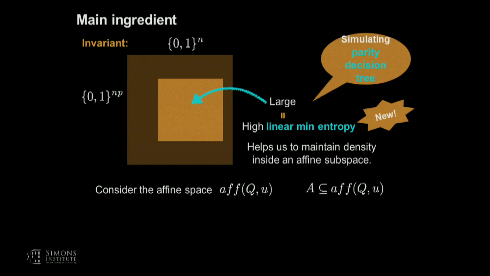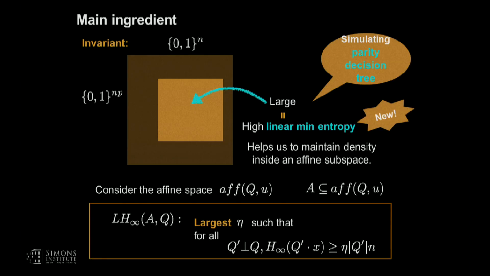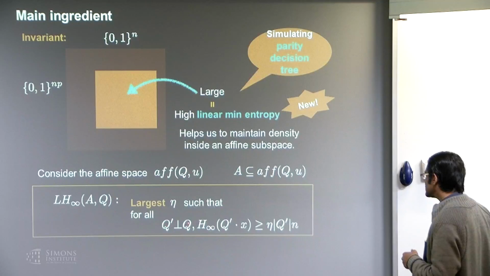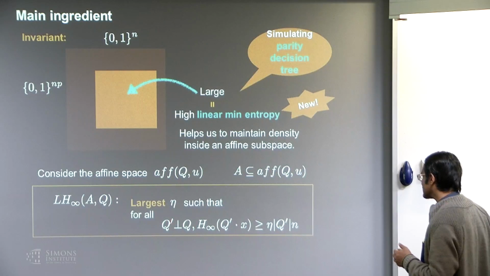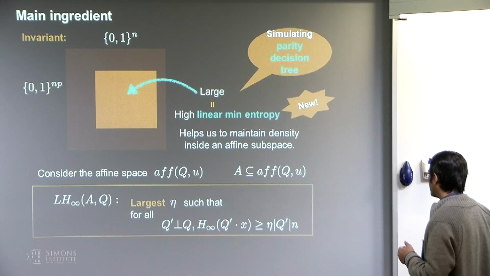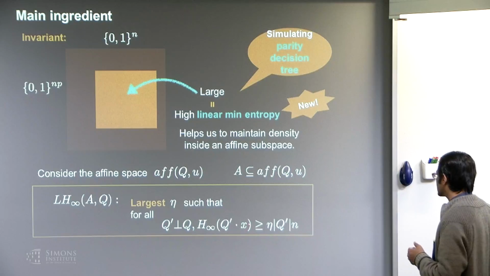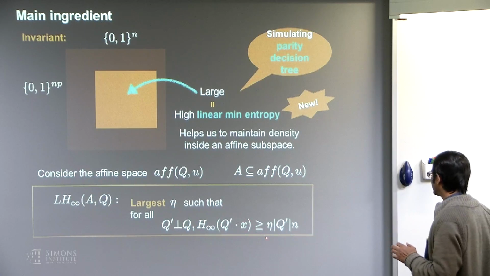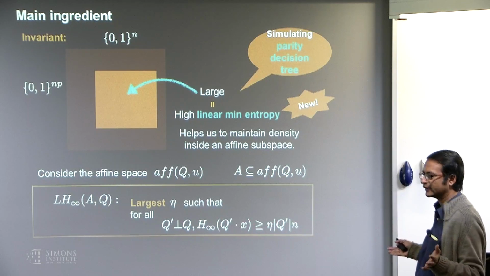So I have some A, a subset of this, and the linear min-entropy of this is the largest eta such that if I look at any extension of Q, Q prime, which are a fresh set of queries but still linearly independent of Q, then if I look at Q prime dot X, where X is a possible p cross n matrix, if things were perfect, then this would be completely random, right?